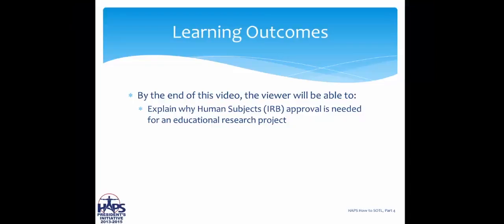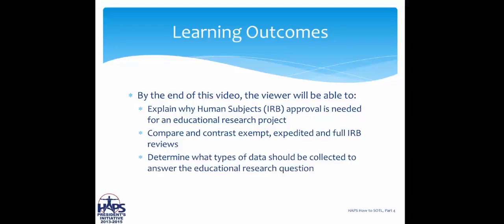You should be able to explain why human subjects or IRB approval is needed for an educational research project. You'll be able to compare and contrast exempt, expedited, and full IRB reviews. You'll be able to determine what types of data should be collected to answer your educational research question. And then you'll identify when and how best to analyze the data collected.